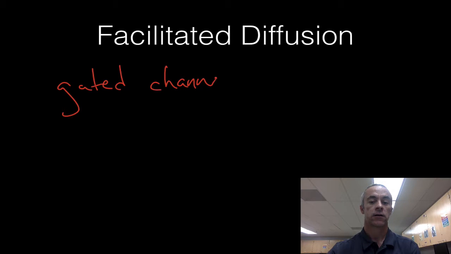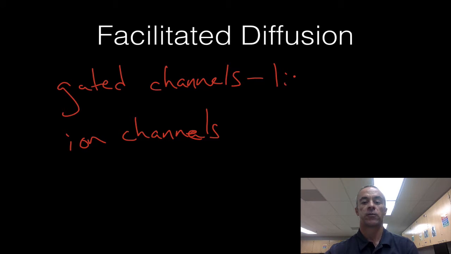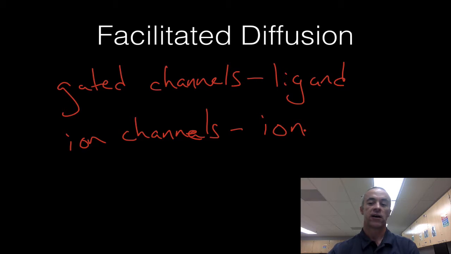There are other types of channel proteins. There's what we call gated channels, and there are ion channels. And these channels actually have kind of a trap door that will close over them. Gated channels will open and respond to a ligand, which is a chemical signal. And ion channels will open in the presence of a particular ion. And we'll talk more about those as we go a little bit further on in this unit.